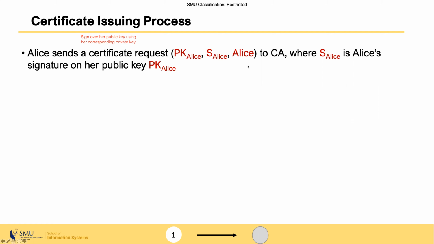And last, she has to provide her identity information, Alice. Of course, in the practical context, the identity information could also refer to the email address or the name of the organization which is trying to request the digital certificate. So they have to send all these three pieces of information to the certification authority.